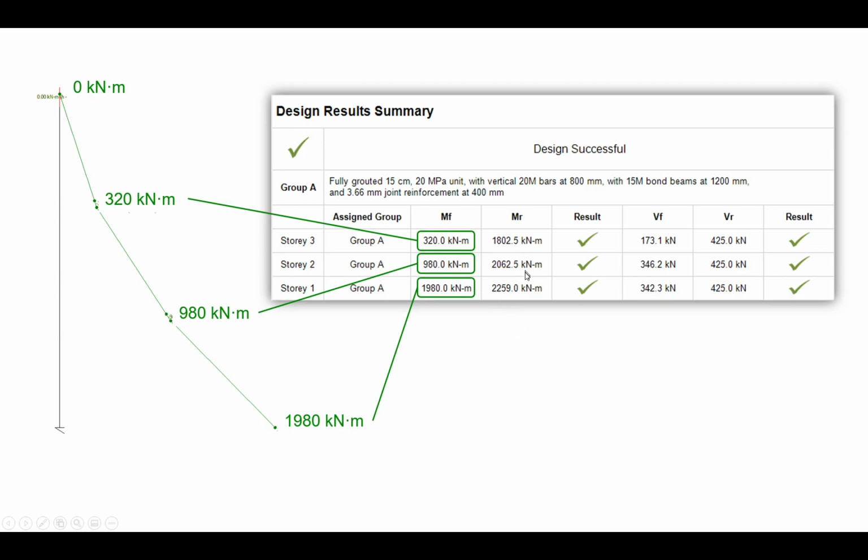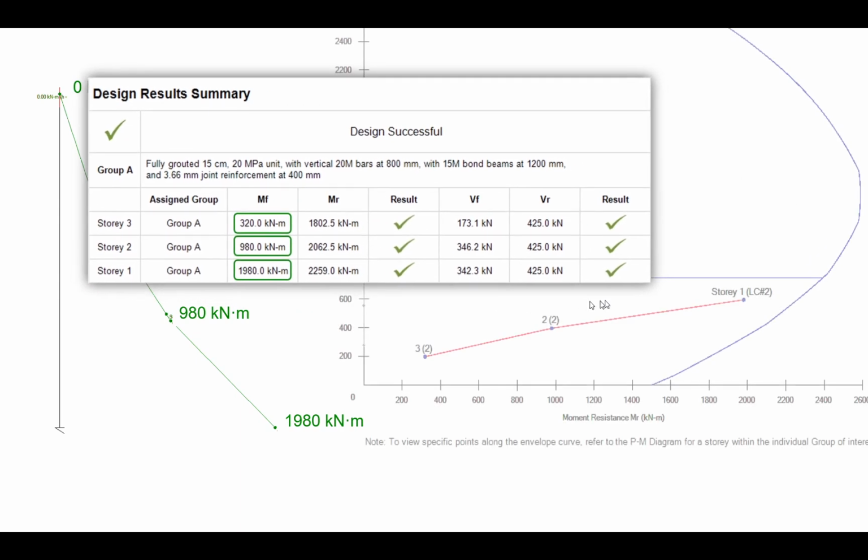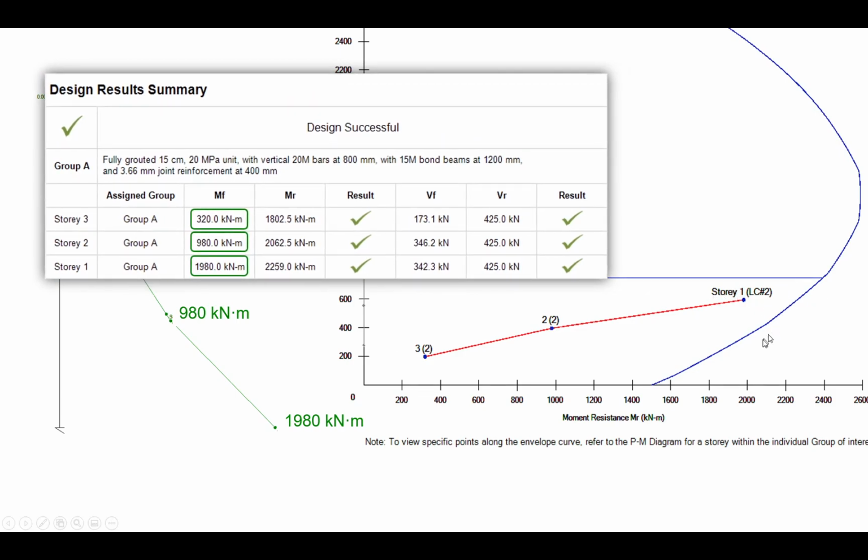And then comparing those to the resistances, we can actually get those if we go through and look at the interaction diagram. So you'll see I've sort of overlaid the PM diagram here. You see the envelope curve here. And so at whatever axial load we're looking at, we can compare to get those moment resistances. So you'll see on the x-axis here, it's where we have our moment resistance. Axial load is the y-axis. And so we have these same numbers here that we saw in our moment envelope curve. So those are what the different stories are being designed for.